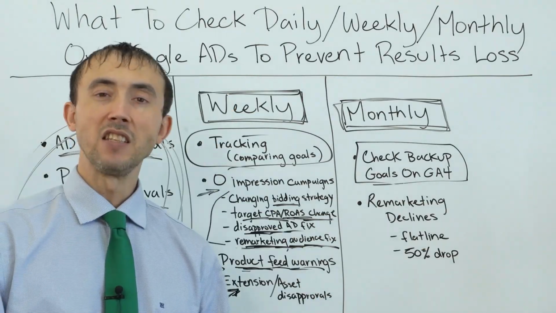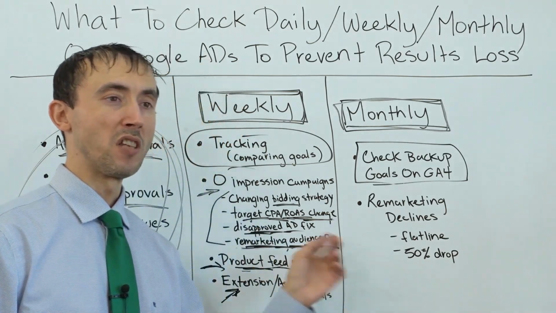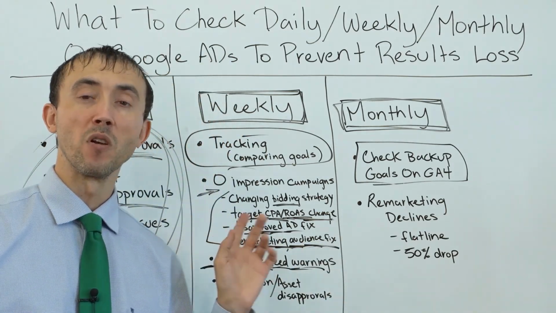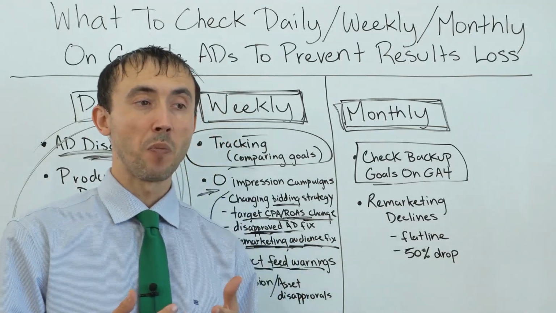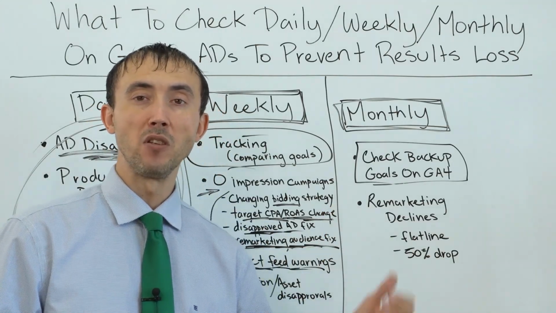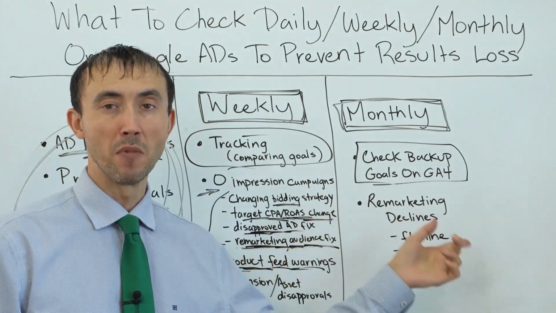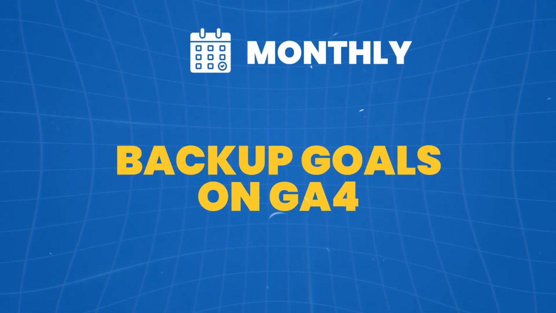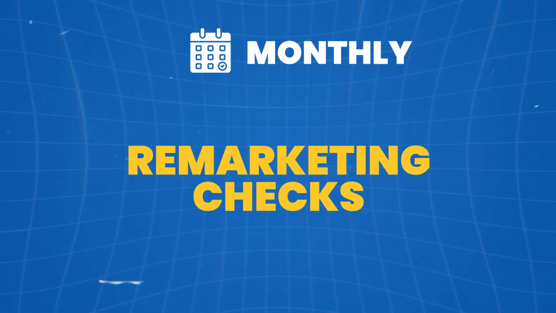Ideally, if you wanted to take this a bit further, you could do a test conversion once a week. If I was running an account that was making $1 million a month in profit, I'd be doing a test conversion every week, not every month. So there's that. And then I'm also going to do monthly remarketing checks.